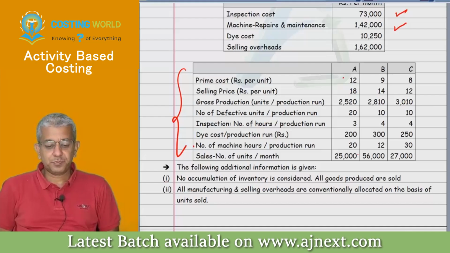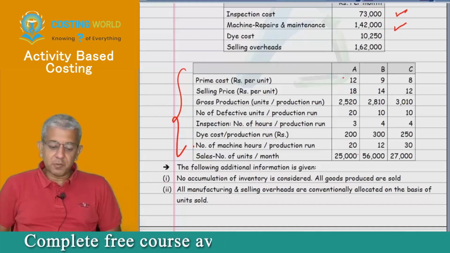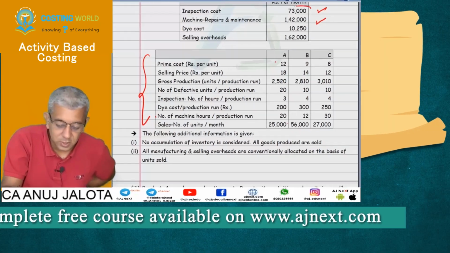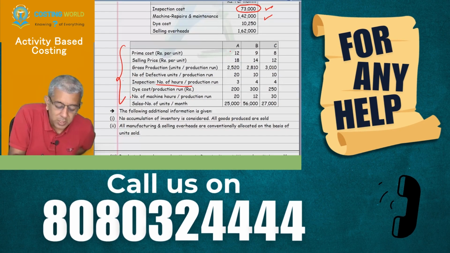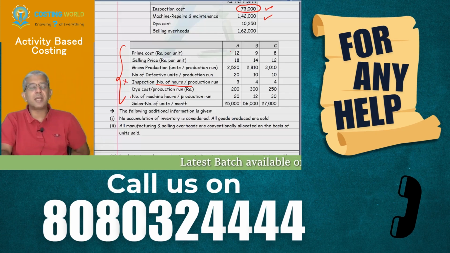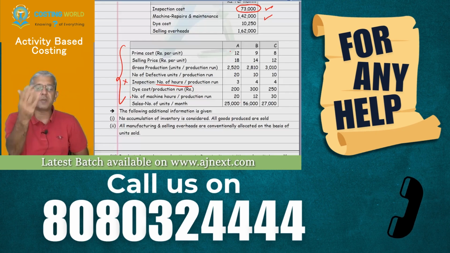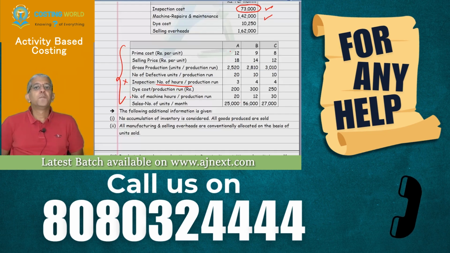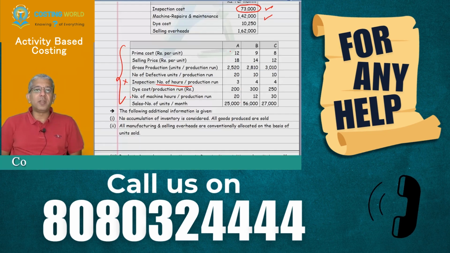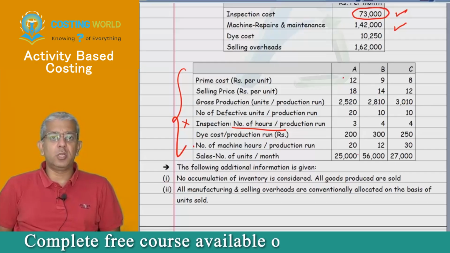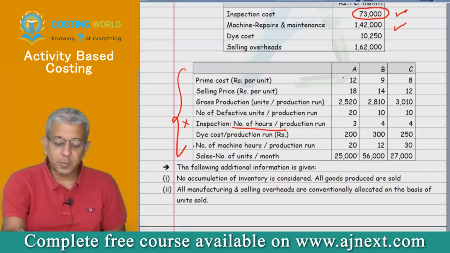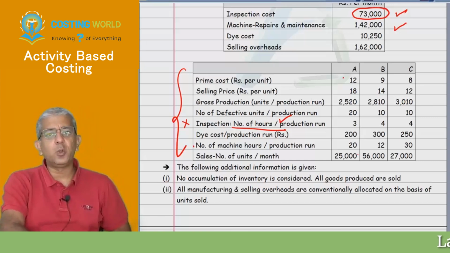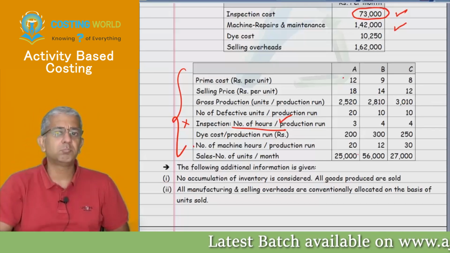Total number of inspection hours. Just a sec. See, this is inspection cost, no? You divide it in the ratio of inspection hours, but not these inspection hours, because these are the inspection hours per production run. Beta, you got to be dividing total inspection cost in the ratio of total inspection hours here. So total inspection hours will be hours per run into number of runs. Is that fine? Yes, sir.